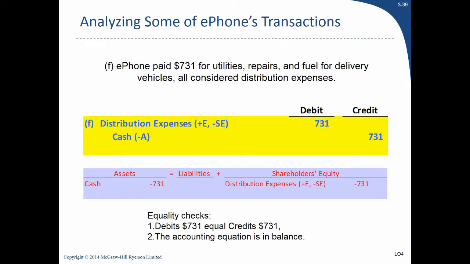ePhone paid $731 for utilities, repairs, and fuel for delivery vehicle. All considered distribution expenses. So this is an example where we're paying the cash today, but instead of considering these expenses to be incurred in the future, we're saying, you know what, we filled up the trucks, we paid our mechanics for maintenance today. It's all sort of, there's no future benefit here. We've realized all these expenses. We're going to recognize the expense today. So you can see how the classification matters: what is this cash for? When are we going to incur these expenses?